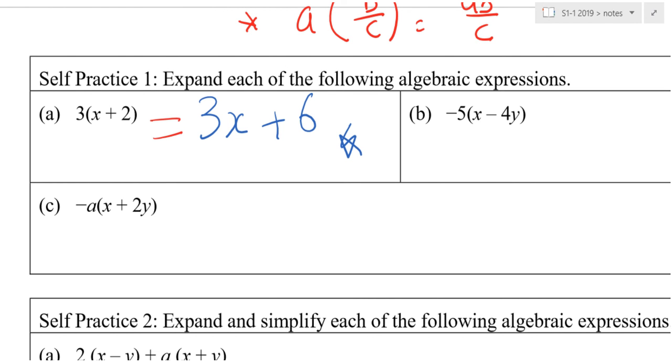So ask yourself, 3 times x gives you what? 3x. How about 3 times 2? 6. This is a plus. You follow a plus. Okay? So 3 times x, 3 times 2.